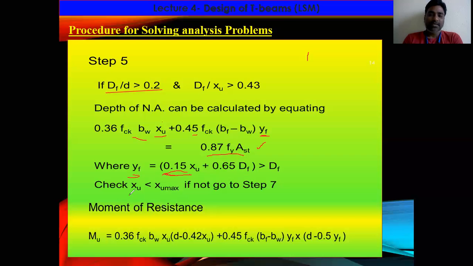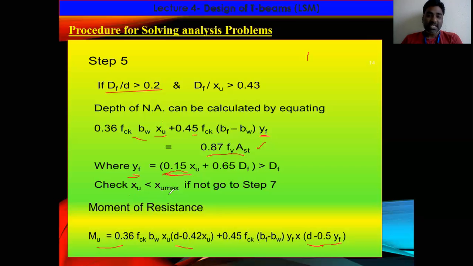So then compare whether XC is greater than or less than XC max or not. If it is less than, you can determine the moment of resistance by equating from this formula, that is 0.36 fck b xu into (d minus 0.42 xu) plus 0.45 fck into (bf minus bw) into yf into (d minus 0.5 yf), right?